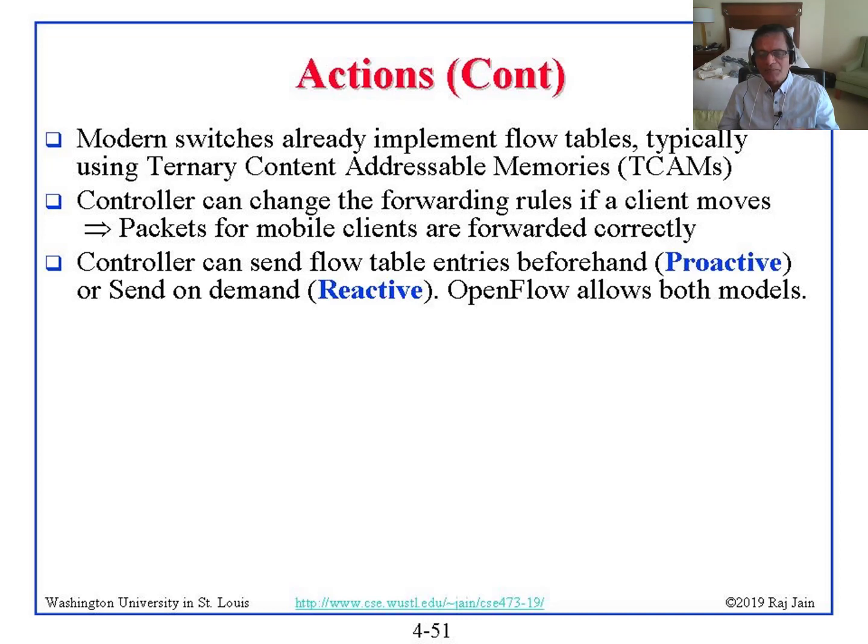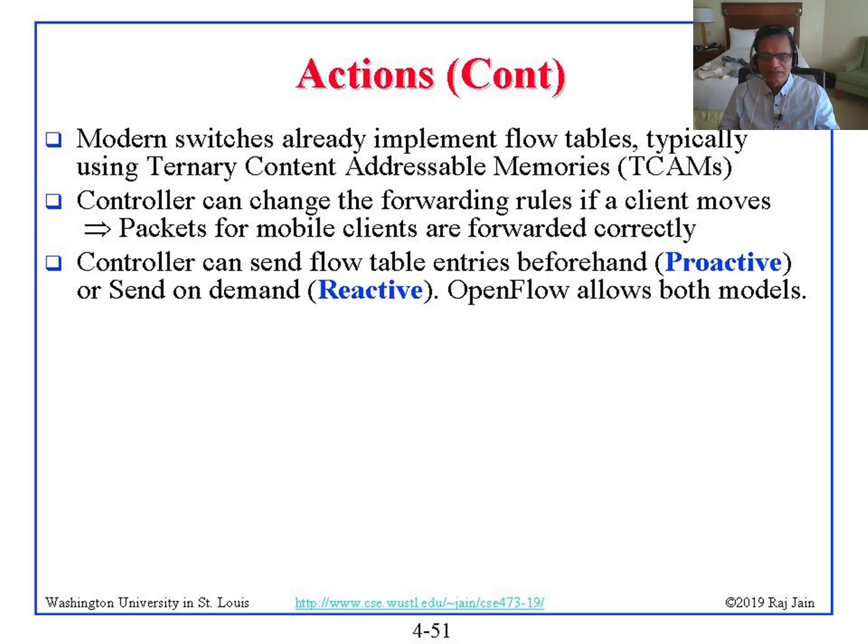Modern switches already implement flow tables, typically using TCAMs. So the idea is that all this matching that we said is done using TCAMs. TCAM can look up all this ether type and so on, and say what is matching. And controllers can change the forwarding rule if a client moves. So if, let's say, I am connected to this switch here, and then I move to that switch, then the controller will say send all the packets for that particular MAC address to this place.